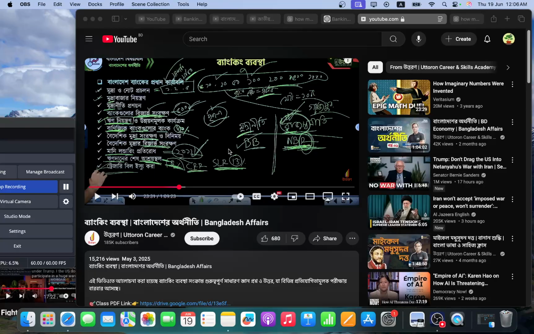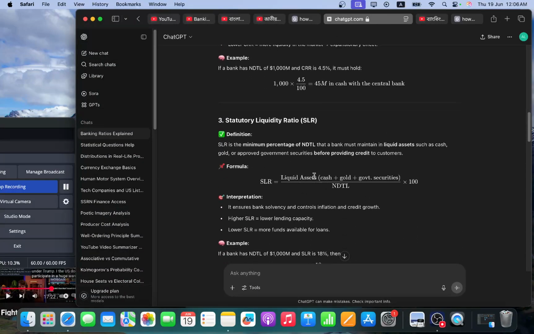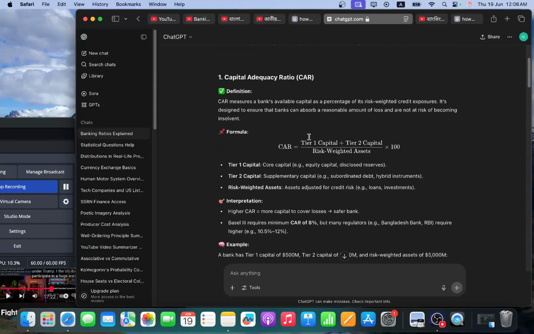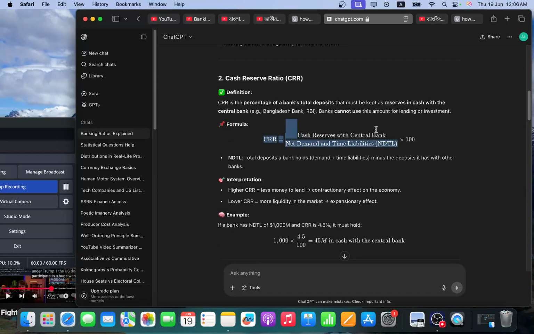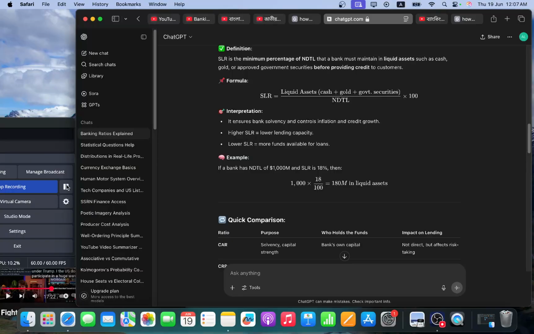We saw CRR, and we're seeing SLR. Both of them have to do with net demand and time liability, against how much cash we have, how much liquid asset we have, how much cash reserve we have. What is this? I think it is worthwhile checking out right now.